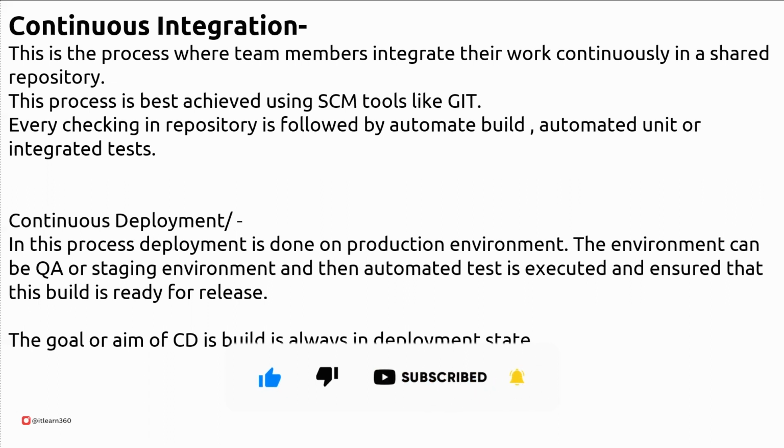And then there is continuous deployment, which we have also talked about. In this process, deployment is done on a production-like environment. The environment can be QA or staging. Then automated tests are executed to ensure that the build is ready for release. This process is done when all the stages are achieved, and at the end, when everything is done, we can release that particular project. The aim of CD is to keep the build always in a deployed state.